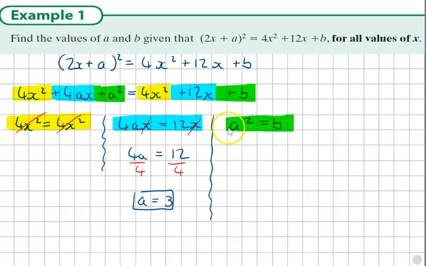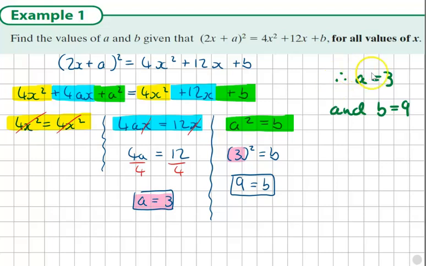And then we let a squared equal b. Well, we know what a is, 3. We worked that out over here. So instead of a squared, we're going to have 3 squared is equal to b. And 3 squared is 9. So b is equal to 9. Therefore, a is equal to 3 and b is equal to 9. And that's what we were asked to find, the values of a and b.